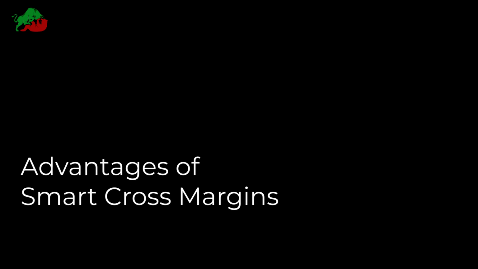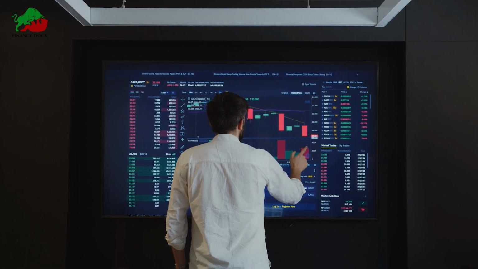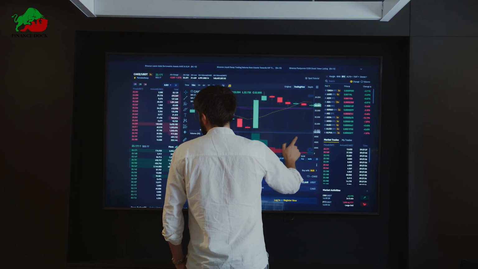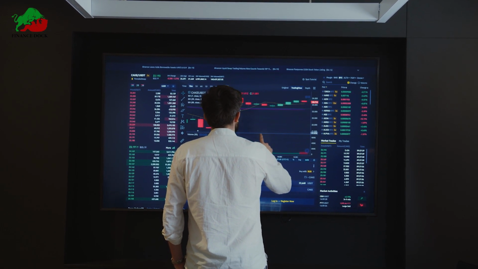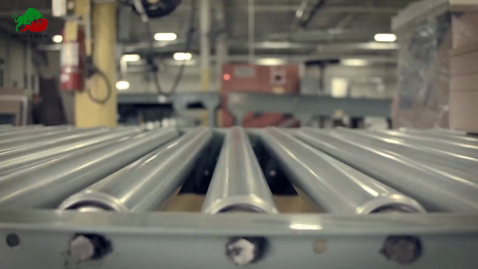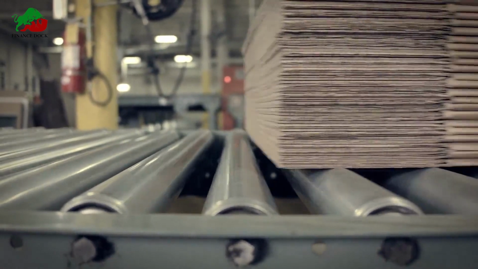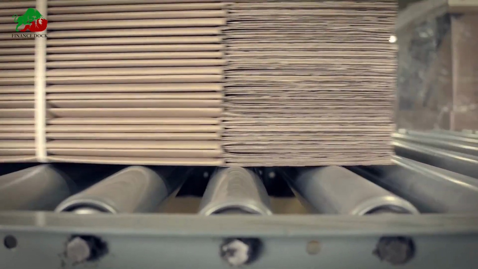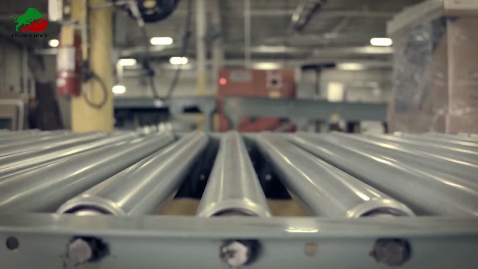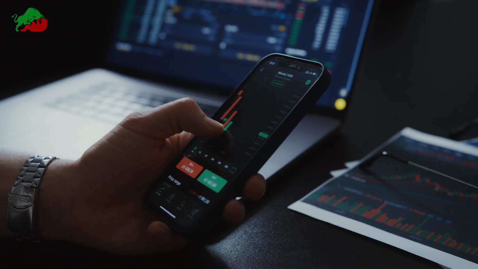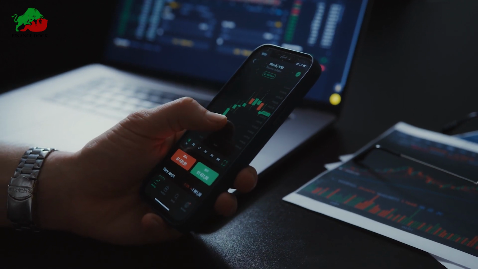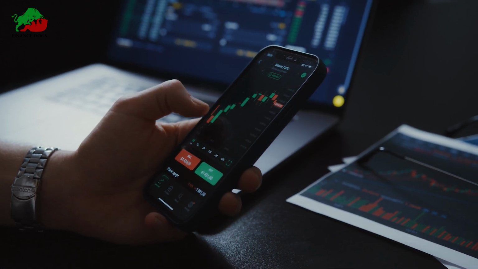Advantages of smart cross margins. Smart cross margin enables offsets for margin requirements for positions in opposing directions, such as long versus short, and across several product categories. Spot margin, that is trading on margin in the spot market, futures, and perpetual futures are a few examples of product kinds. Smart cross margin has the ability to minimize overall margin requirements and increase the trader's capital efficiency.